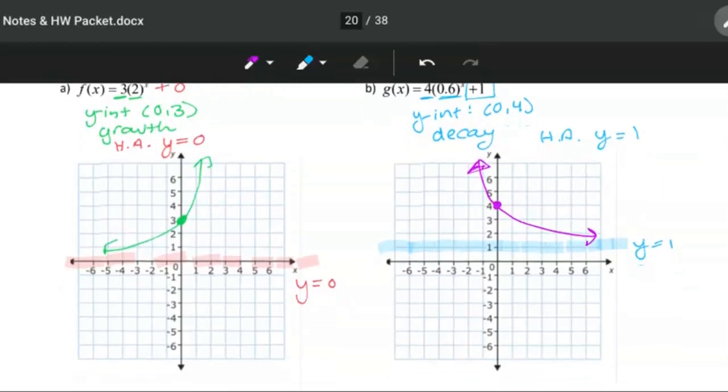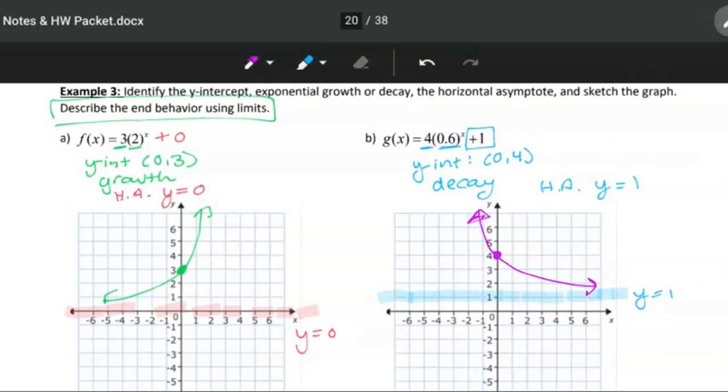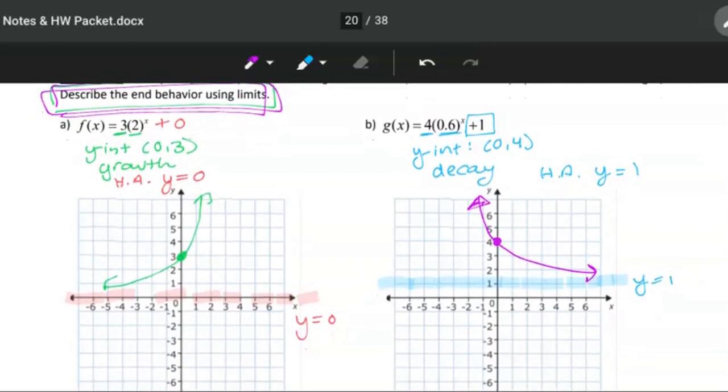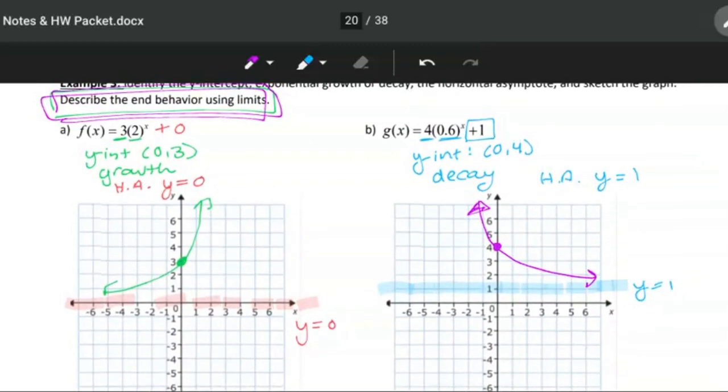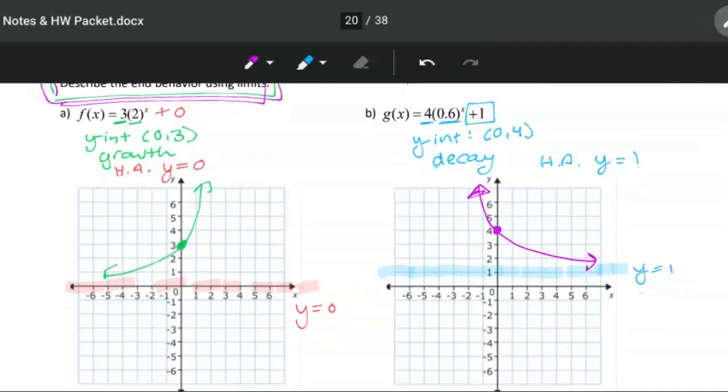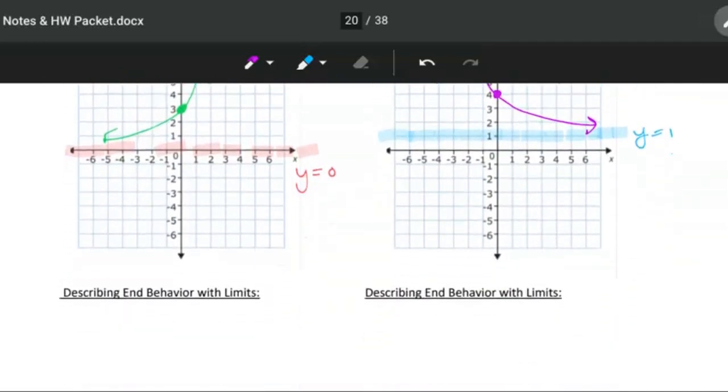All right, so the next part is describe the end behavior using limits. And I think this is going to be brand new to you. I don't think you've ever seen limits before. When we're describing end behavior, it's really talking about the left and right side of the graph. Where are they going? So first, let's talk about how to write the limits.